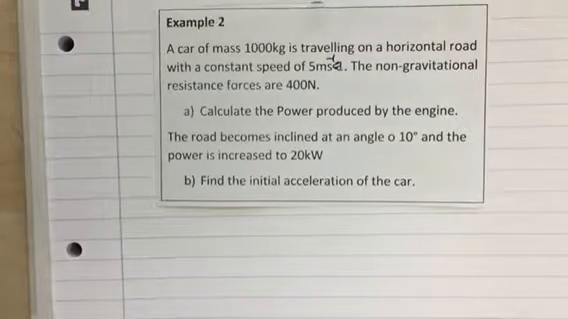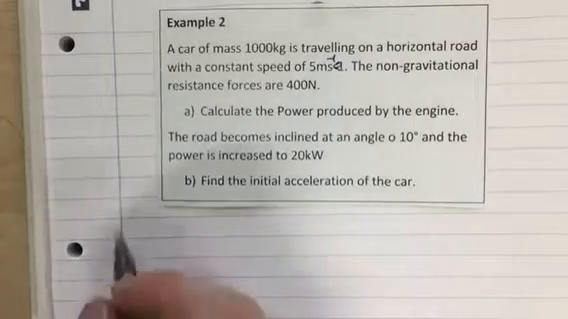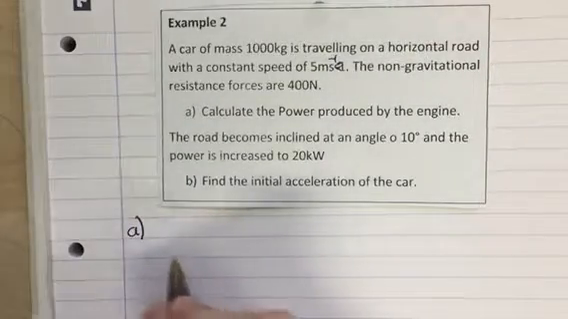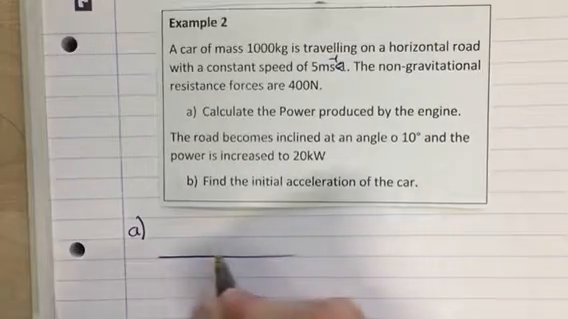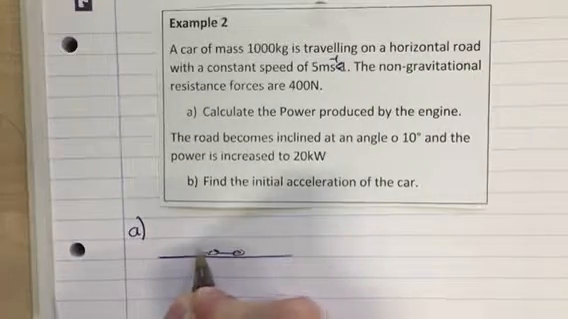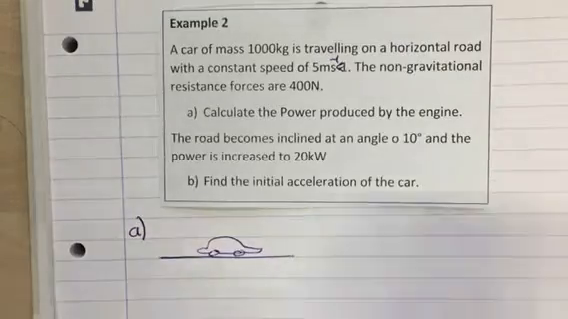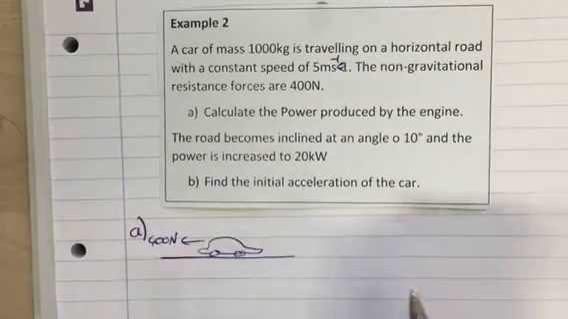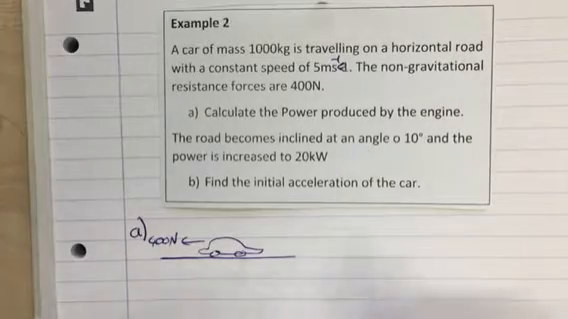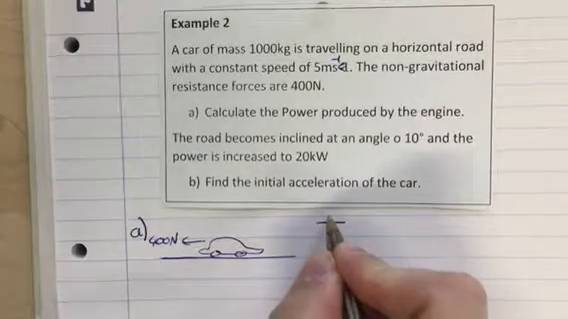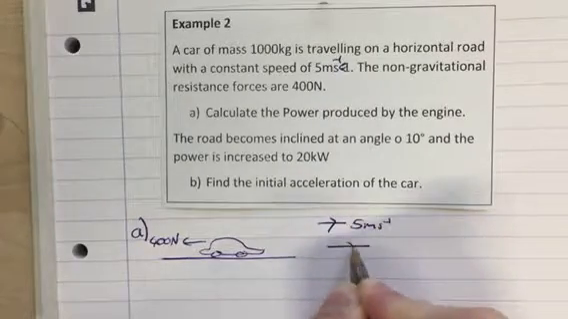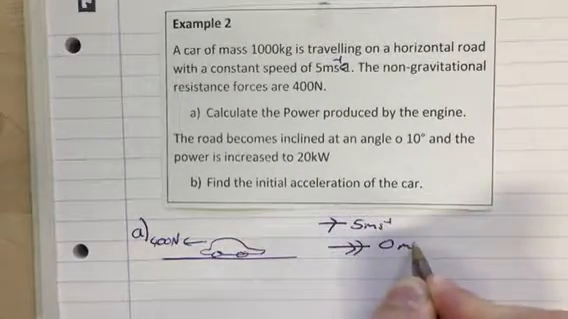Initially, it wants us to calculate the power produced by the engine. So part A, fairly straightforward. We need to set up our diagram. We've got our flat surface. There's our car. We've got resistances of 400 newtons. We have a constant speed of 5 meters per second. So we have no acceleration.